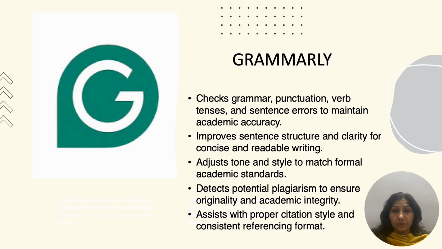Grammarly also helps writers to maintain a formal academic tone by identifying casual language that may be unsuitable for scholarly work. It also adjusts the tone of writing to match the requirement of the paper, whether it is argumentative, descriptive, or analytical, ensuring the paper meets the academic standards.